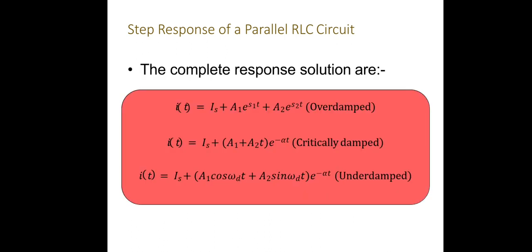In the same way, the complete response of the parallel RLC circuit is i(t) equal to Is plus A1 e power s1 t plus A2 e power s2 t, which is the overdamped condition. If we take i(t) equal to Is plus (A1 plus A2 t) into e power minus alpha t, that is critically damped. And i(t) equal to Is plus (A1 cos omega_d t plus A2 sin omega_d t) into e power minus alpha t is the underdamped condition.